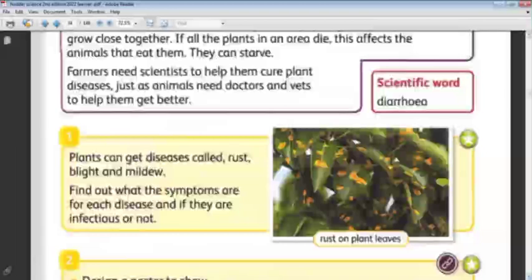Now you know the 3 diseases of the plant, which are rust, blight, and mildew. They are 3 diseases that cause different spots on the leaves. Rust causes orange spots on the leaves. Blight causes white or gray blisters on the leaves of the plant. Mildew makes the leaves become gray and brown, and then they die.